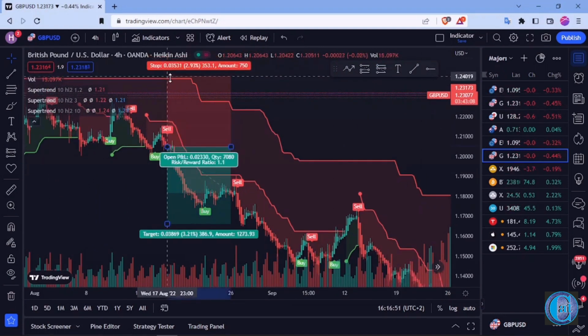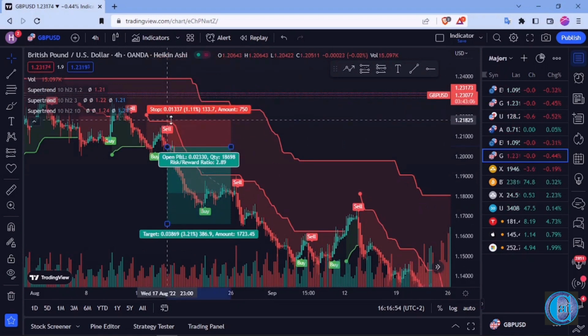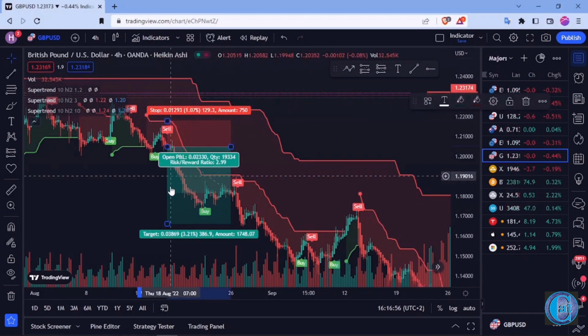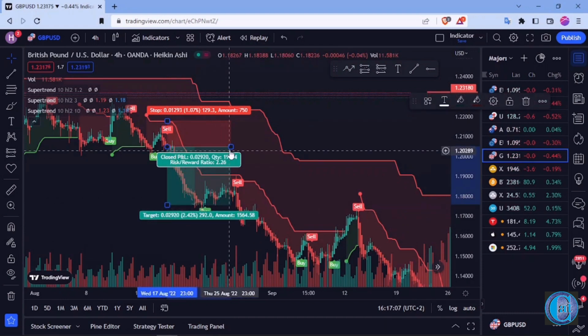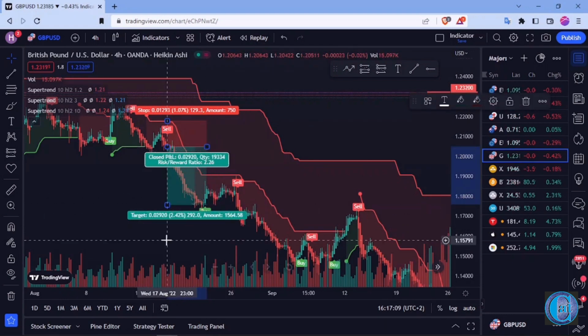For this example, you will see that we have a stop loss of 150 pips, and if you were to hold the trade until the opposite signal appeared in the market, you would have covered up to 292 pips, meaning a better than 1 to 2 risk to reward.